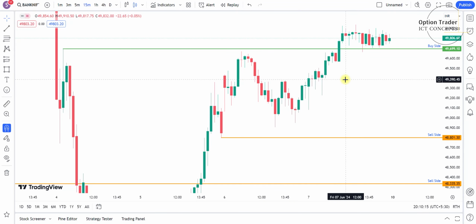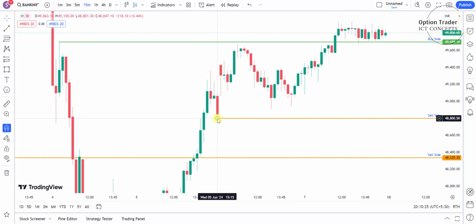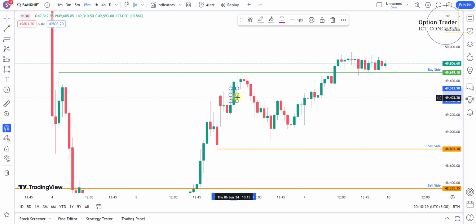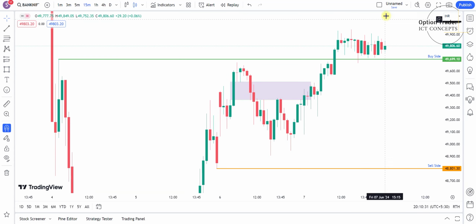Everyone, welcome back. So today's market is over and we were having two good setups. One is a call side and one is a put side. Yesterday we analyzed that this is our sell side and we are having an inversion FVG over here also. So this is what we analyzed yesterday.